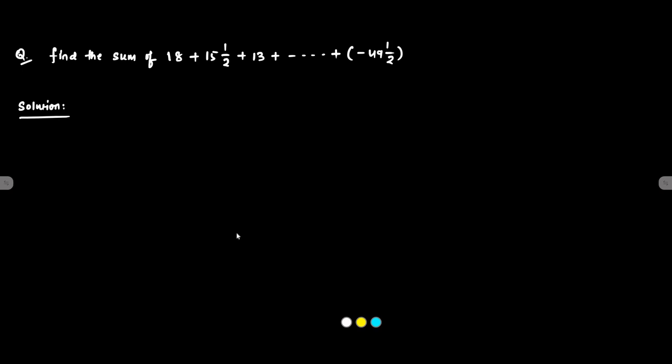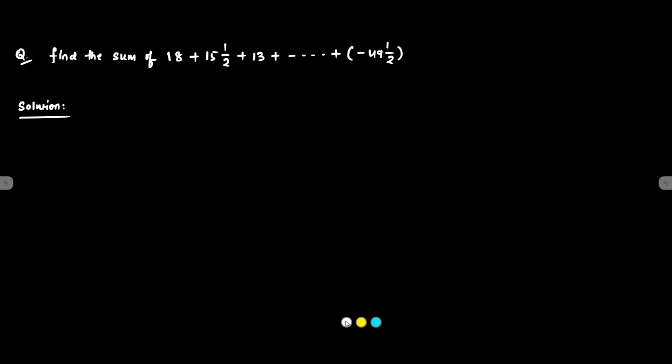So here is another question on determining the sum of the number of terms in an AP. It is given, find the sum of 18 plus 15 whole 1 by 2 plus 13 plus up to the last term, which is minus 49 whole 1 by 2.